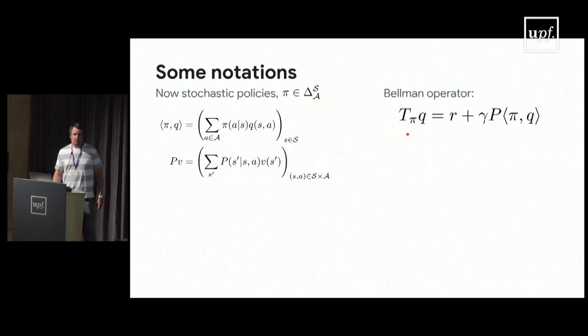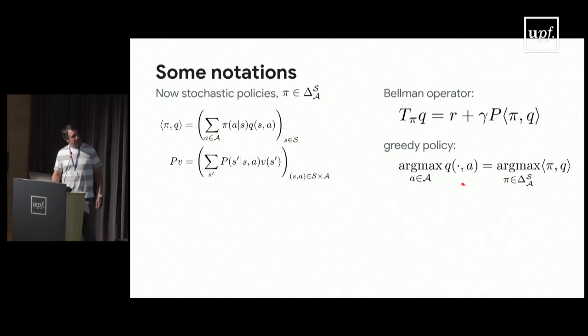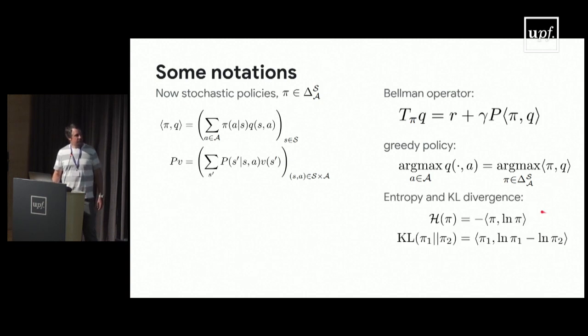With this notation, you can write the Bellman operator as R, the reward, plus gamma times P applied to pi dot Q. And the greedy policy can be written as maximizing over all policies pi dot Q component-wise. Because for pi dot Q, you search for a policy, a vector which has positive elements summing to one. You work in the simplex. So the argmax over actions is really the same as the argmax over policies. It may seem a bit overly complicated. It's simpler to search for a single discrete action than to search over a vector in the simplex, but this will be useful afterward. And the entropy is written using this notation as minus pi dot log pi.